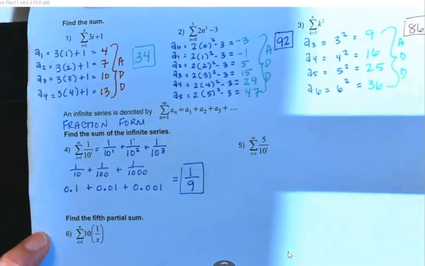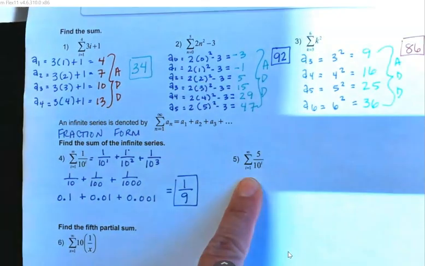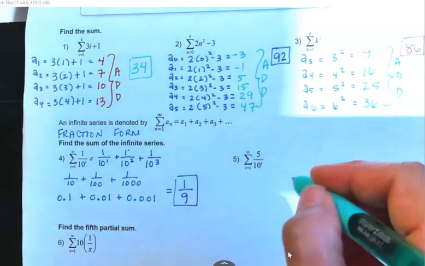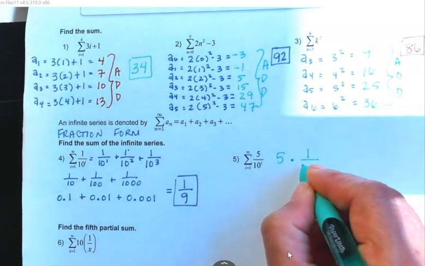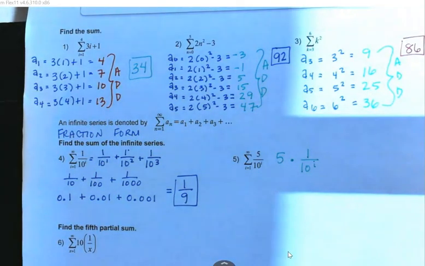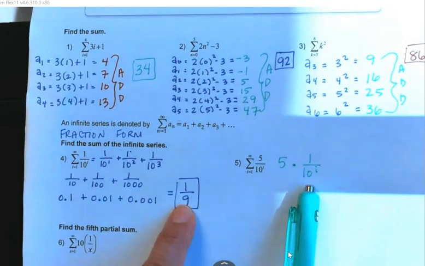All right, let's do it again. Let's look at number 5. Number 5 is an infinite series of 5 over 10 to the I. 5 over 10 to the I, y'all, is the same as 5 times 1 over 10 to the I. You've already done the hard part. You know what this is. You just did it.